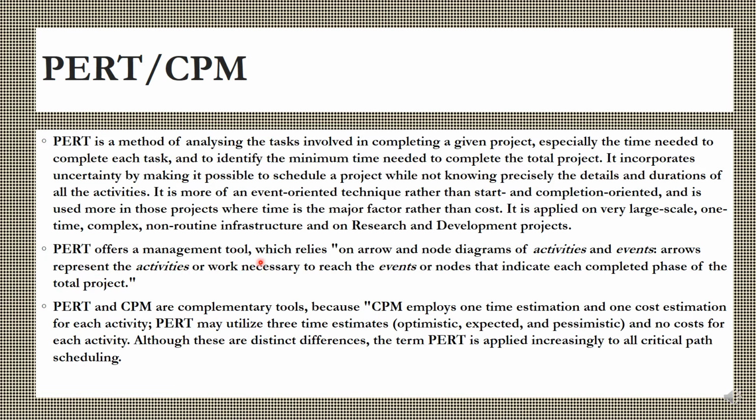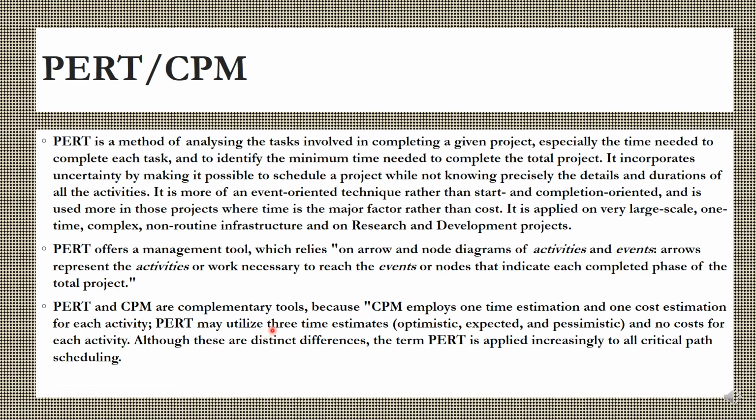PERT offers a management tool which relies on arrow and node diagrams of activities and events. Arrows represent the activities or work necessary to reach the events, or nodes, that indicate each completed phase of the total project. So arrows are the activities, events are the nodes.